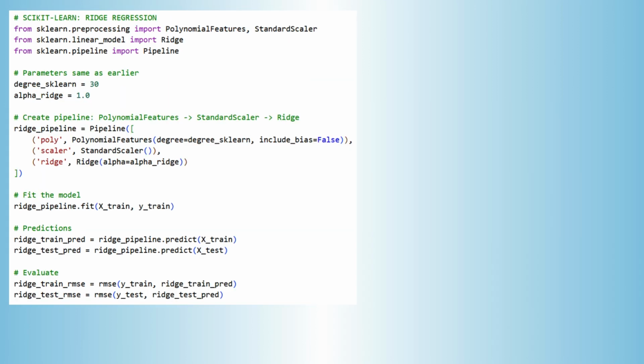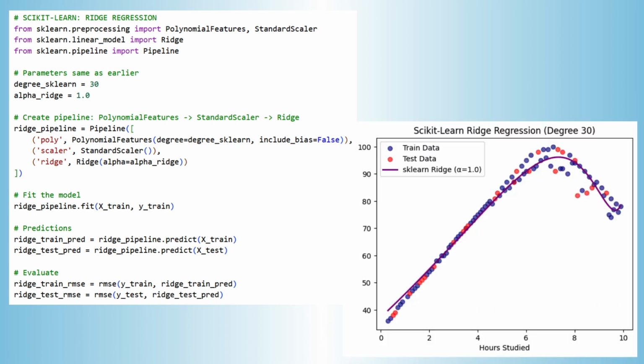We don't always implement this from scratch in production. Let's verify this using Scikit-Learn. Does the industry standard library give us the same result? We fit the model and plot it right on top of our manual curve. It matches almost perfectly. This proves that Scikit-Learn isn't magic. It's just running the exact same linear algebra we just derived.